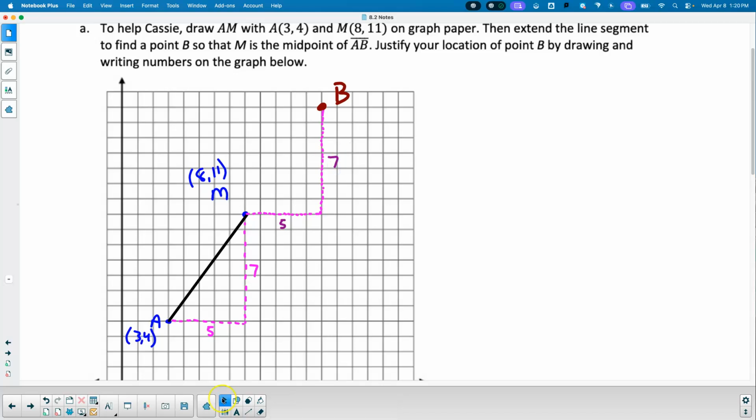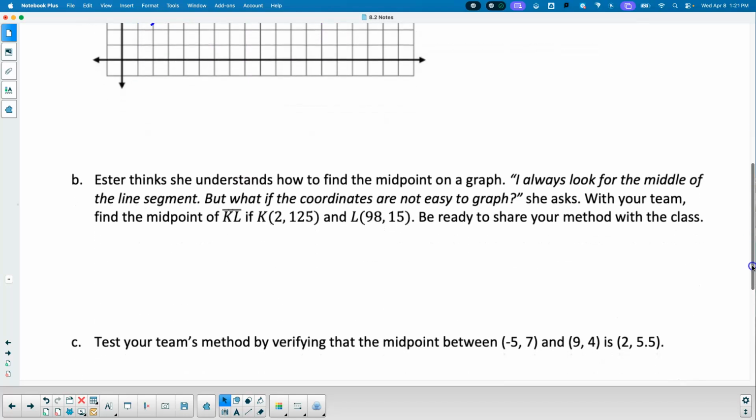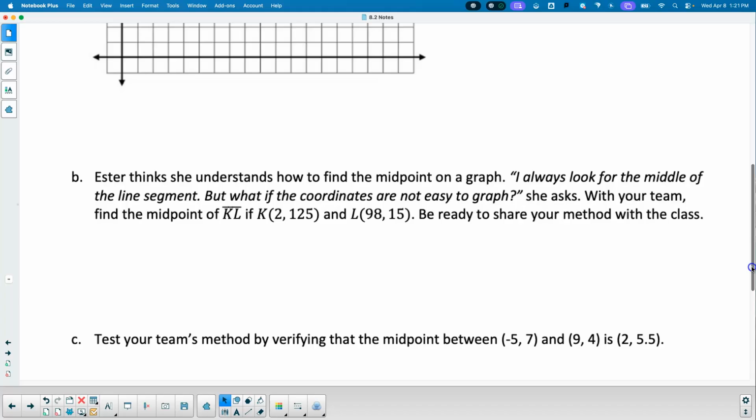Well, let's extend this line. Collinear, right? Yeah, that's exactly how you do it. Okay? You just make a triangle out of it, and then double that triangle. Yeah? Always look for the middle line segment.